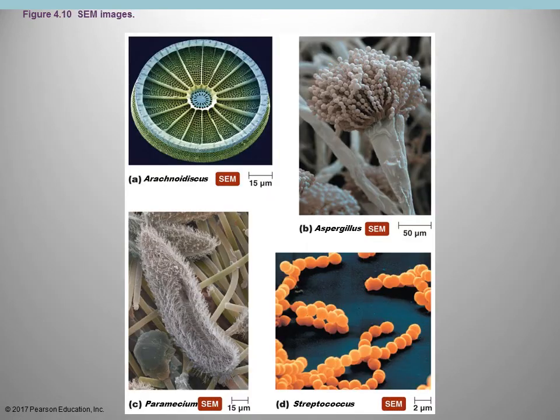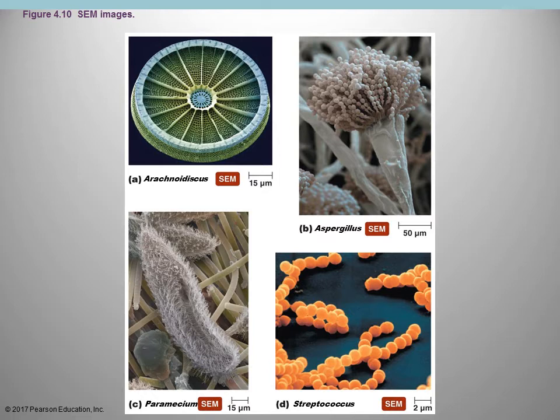Now, scanning electron microscope, these are images as you see here. You are able to see more of a 3D image, so you can see certainly the outer surface of various samples. The picture in D is Streptococcus. Those bacteria, as you can see, are individual bacteria connected together in a chain. So you can see things like that, or in B, the Aspergillus is a fungus, and you can see those individual spores, but you do not see the internal structures.